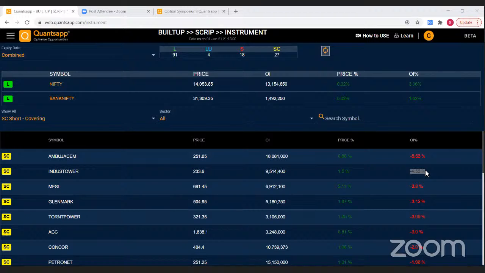So there's one question regarding the fair price. How is the fair price calculated? Fair price is just taking the at the money strike, adding the call premium, and minus the put option premium for your at the money strike.